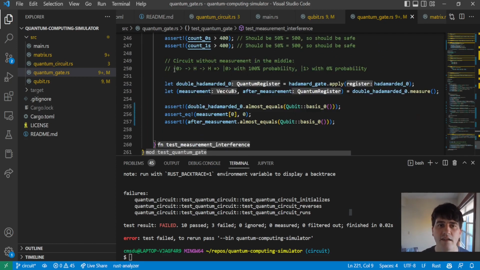On the other hand, if you do the exact same circuit, but you don't measure it in the middle, so you just take the zero state and Hadamard it twice without measuring in between, then 100% of the time you will get back the zero state, because you've rotated the pure zero state into 50-50 and then back again. And there was no measurement. There was no time when anything collapsed.